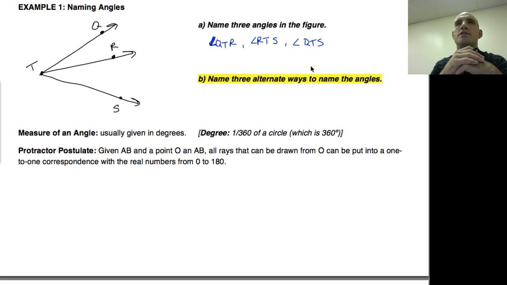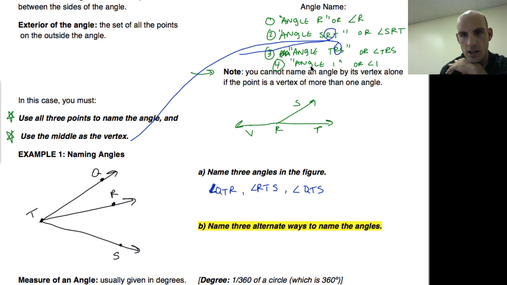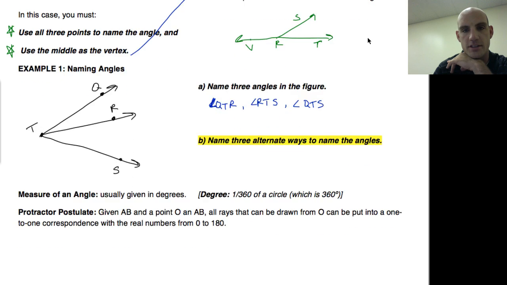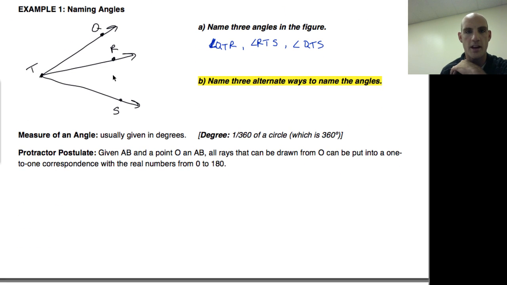Now, some of you out there are thinking, but there could be alternate ways to name these angles. You are right. Because up in this top example, we called it SRT, but we also called it TRS, so we don't necessarily have to go in that order. See if you can, in letter B, name 3 alternate ways to name those angles.